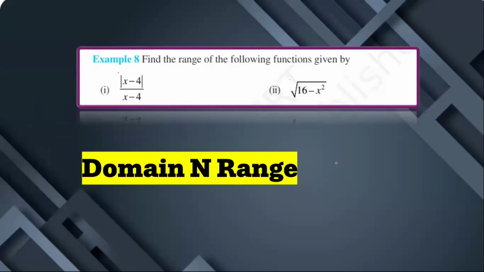There are two questions. We will discuss the domain and range for both questions, both parts. So let's have a discussion. The first question is, let's discuss the easy question first. This is my easy question: inside the square root, we have 16 minus x square.